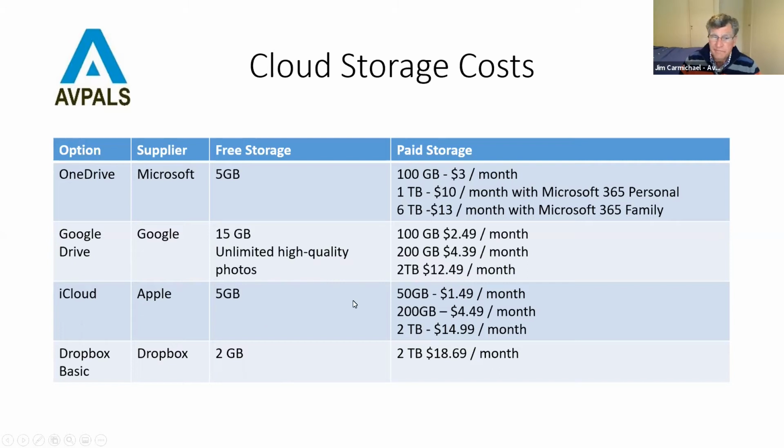iCloud, like OneDrive, only 5 gig of free storage. You get an extra 50 gig though for $149 a month. So half a cup of coffee, you can have 50 gig of storage. And 200 gig for $449. So they're very similarly priced.